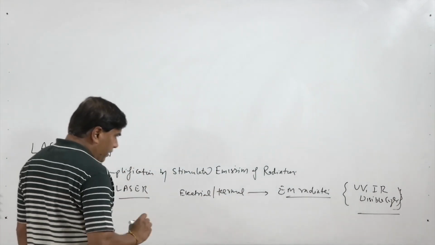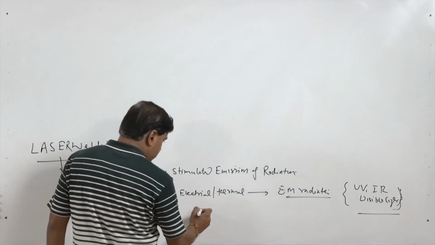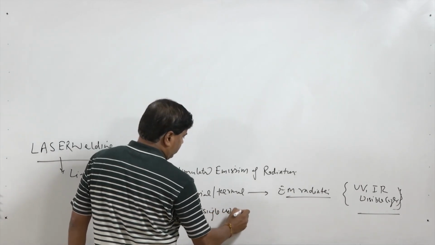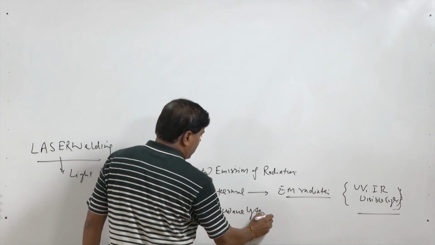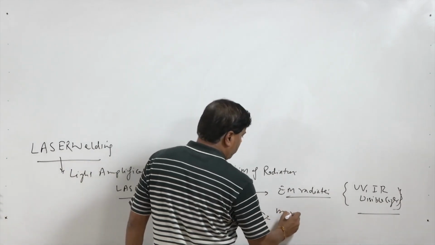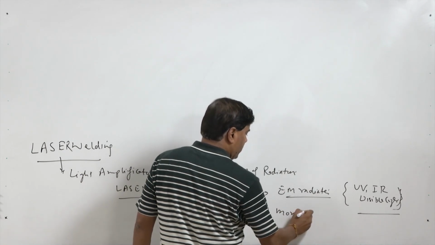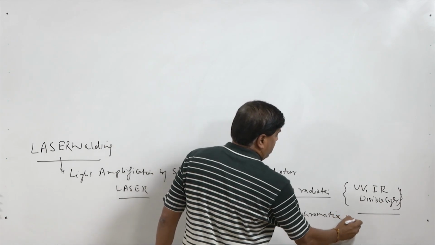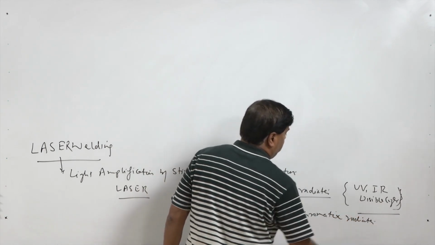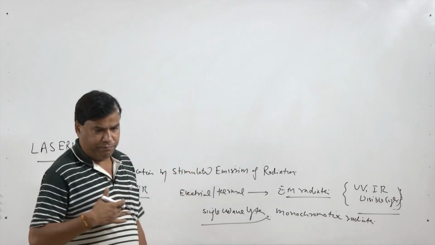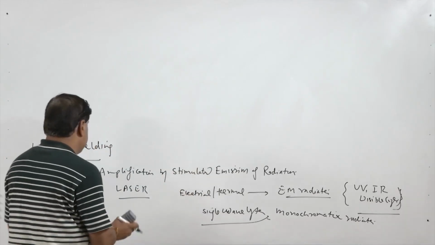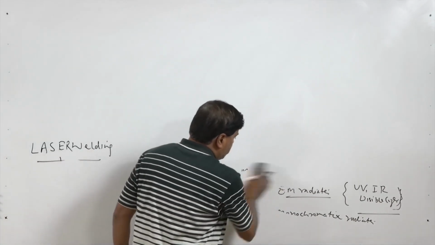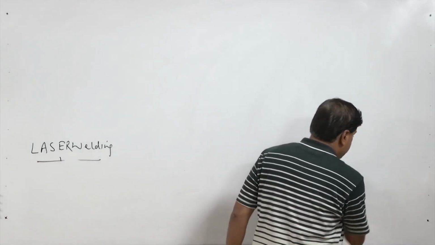From these radiations, single wavelength radiations are obtained, which are called monochromatic radiations, and these are used for processing of the material. So, how it is done and how it is achieved, that is what we will try to see.